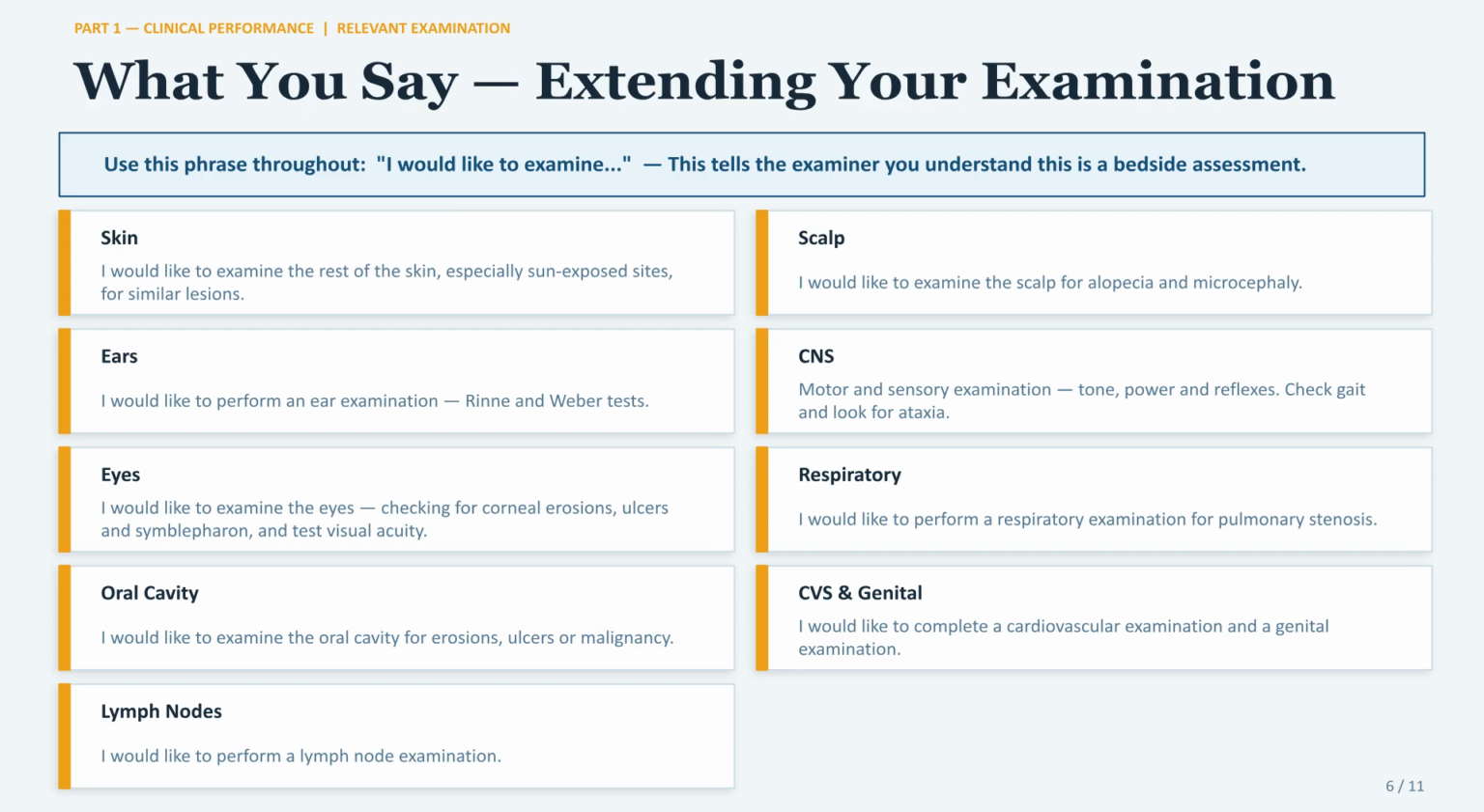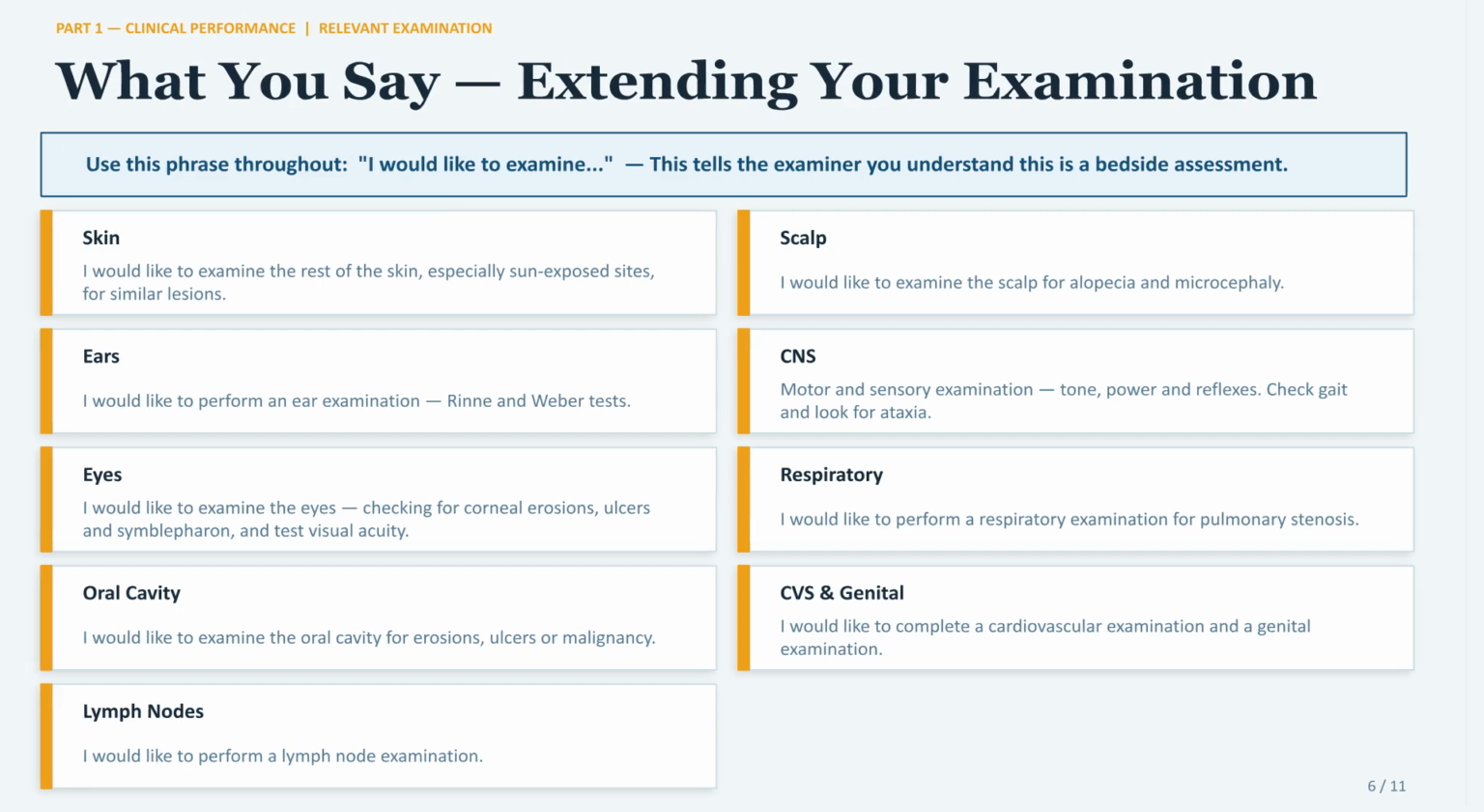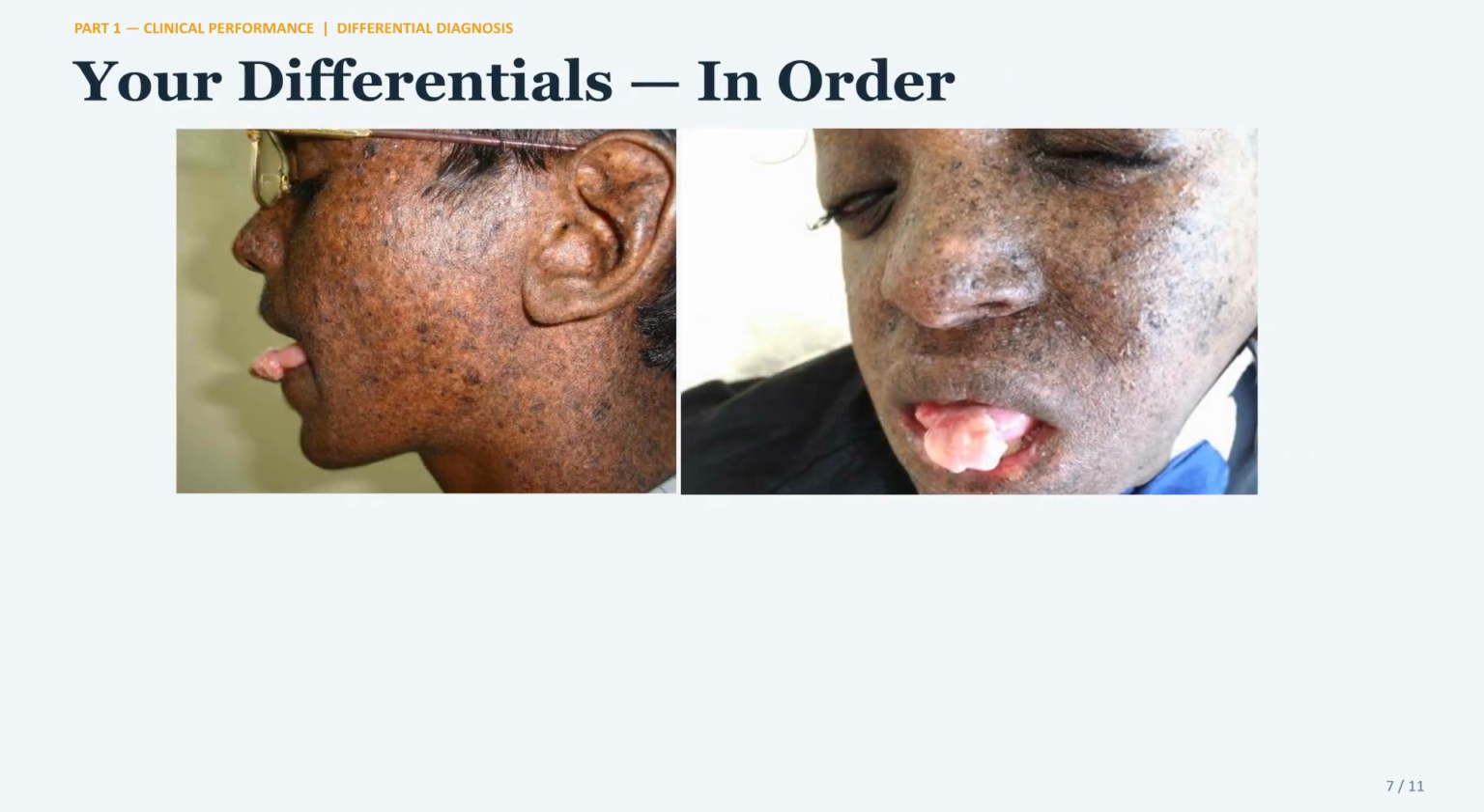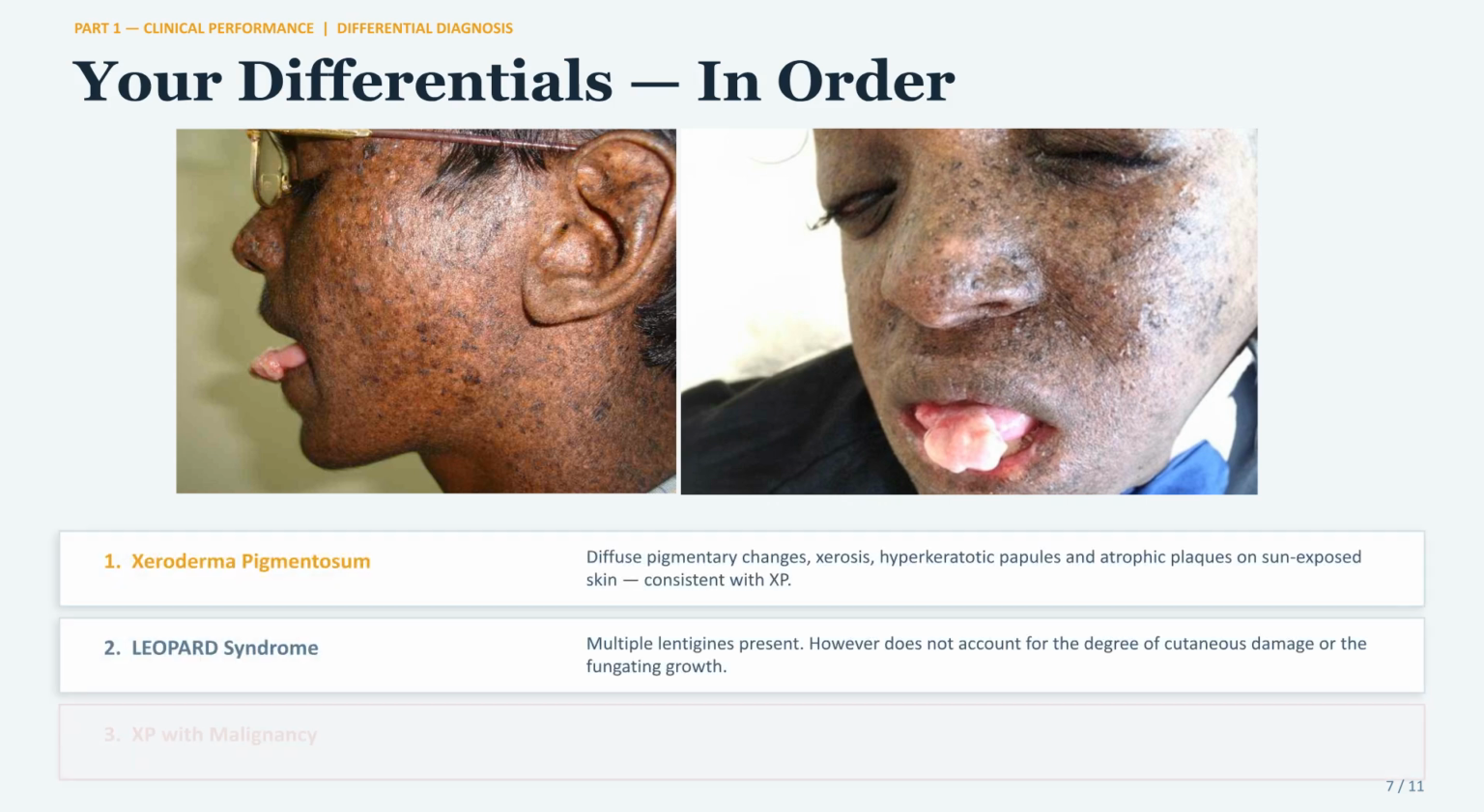I would like to examine the scalp for alopecia and microcephaly. I would like to perform a CNS examination, motor and sensory examination, tone, power, and reflexes, and I would check the gait and look for ataxia. I would like to perform a respiratory examination for pulmonary stenosis. I would like to complete a cardiovascular examination and a donatal examination. This systematic list tells the examiner you think in systems. My differentials include: first, Xeroderma Pigmentosum; second, leopard syndrome; third, XP with malignancy.